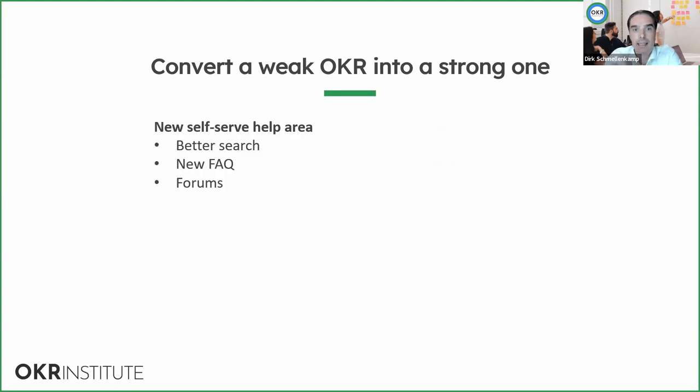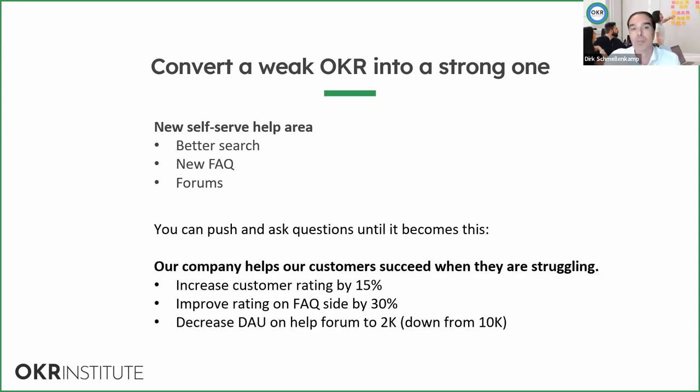The next one is, let's say you want to create a help desk on your website: better search, new FAQ and a forum on your website. So once again, that looks more like a task list. And how can you make it stronger? By asking a lot of questions. So you ask questions until you get an OKR. Our company helps our customers succeed when they are struggling. So this is an objective, very vague.